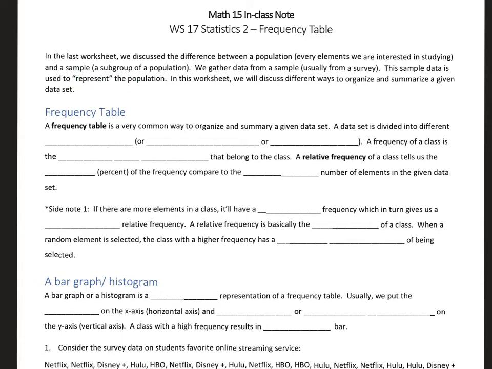In the worksheet, we'll discuss different ways to organize and summarize the given data. So once we have the survey and then get the result from our sample, what do we do, how do we organize it, how do we summarize it, we'll talk about that today. Okay, so first topic is a frequency table. A frequency table is a common way to organize and summarize a given data set.